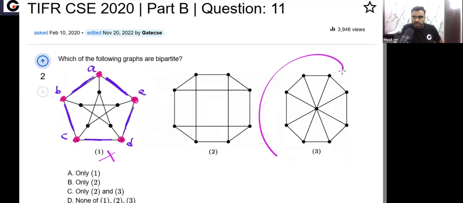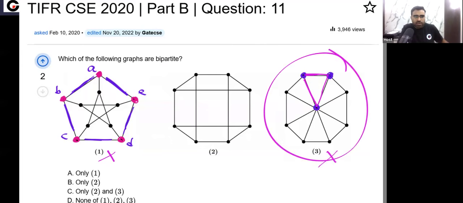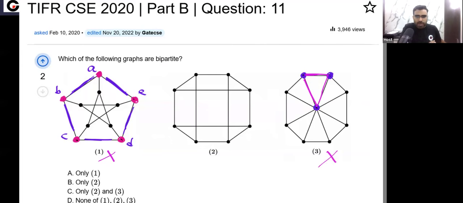What about this graph, graph number 3? Here you can easily see there is a triangle. This is also nothing complicated. Just look at this graph. There is a triangle, so in this graph also there is an odd length cycle. So this graph is also not bipartite, because remember, if the graph has any odd length cycle, then the graph is not bipartite.